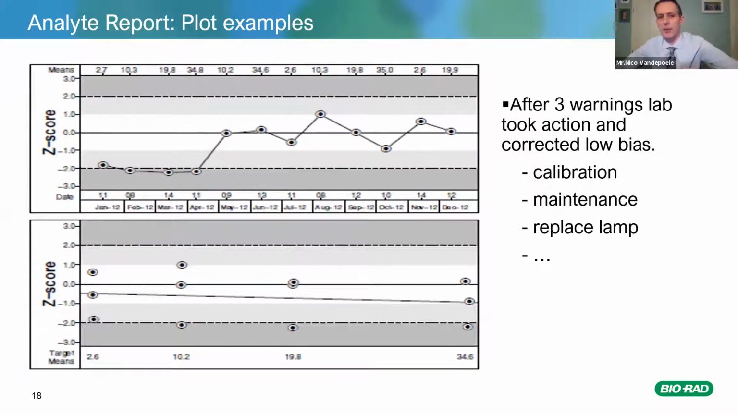And here, for example, is a lab that started off, and in January, February and March, they had results that were a little low. And so after these 3 or 4 warnings they were getting, they started to take action. And then you can see that from then on, they fixed whatever problem they had, and all the results were nice on target again.